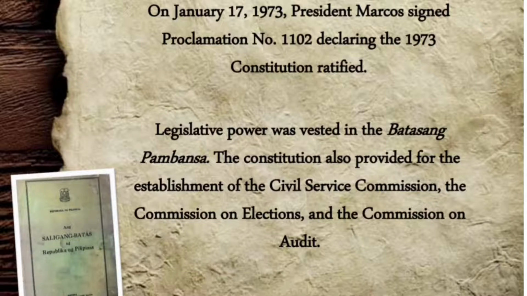So the 1973 Constitution provided for a parliamentary form of government in which the President was the symbolic head of state and the Prime Minister was the head of government. The Prime Minister, who was nominated by the President, acted as the head of the cabinet. So legislative power was vested in the Batasang Pambansa. The Constitution also provided for the establishment of the Civil Service Commission, the Commission on Elections, and the Commission on Audit.